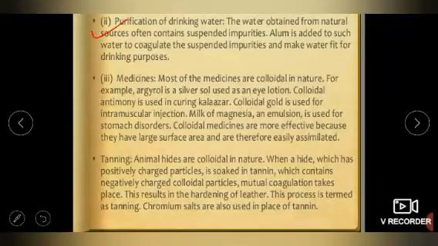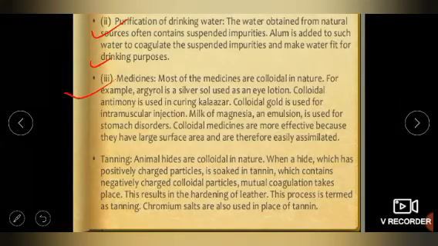Purification of drinking water is also one of the applications of colloids. The water obtained from natural sources often contains suspended impurities. Alum, which is added to such water, coagulates the suspended impurities and makes water fit for drinking. The same applies to the candle which we use in a Pureit. Just open your Pureit and take out the candle, then see all the impurities and dust particles suspended, or I can say coagulated, in that candle.